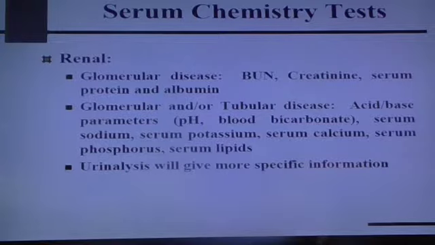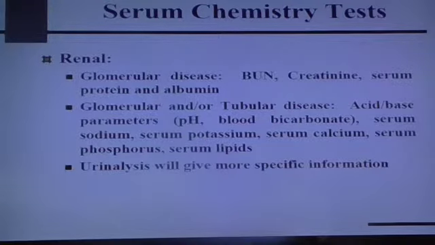Okay, renal. What do we look at for glomerular disease for renal? What did we say? BUN, creatinine, your proteins, right? Mainly albumin, right? Because they will go through it. All right, what about for your glomerular and tubular disease together?